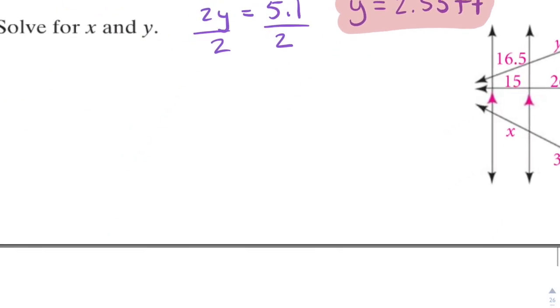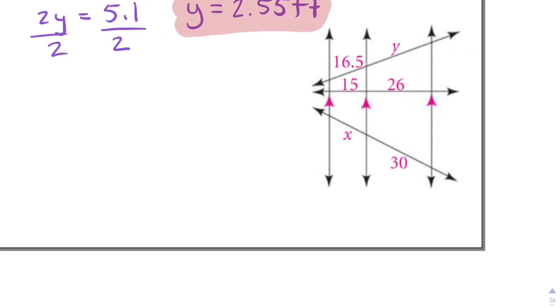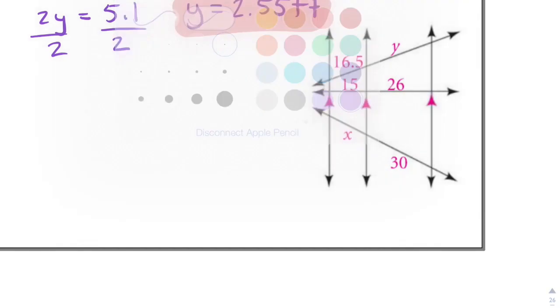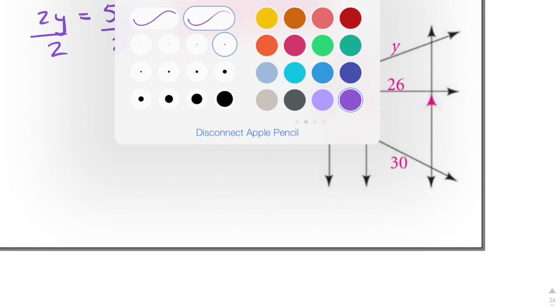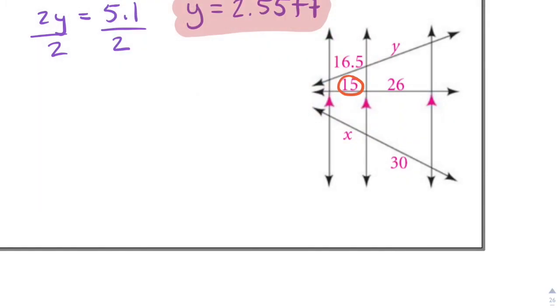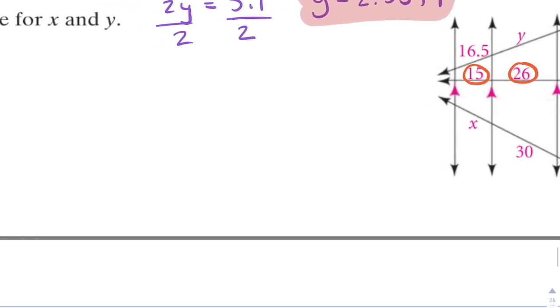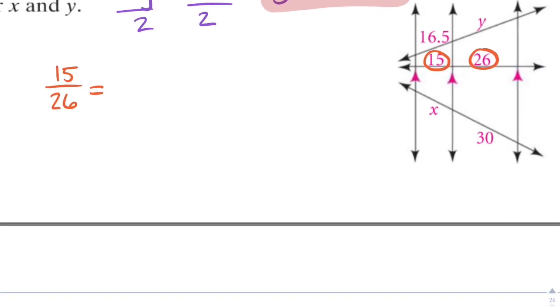All right, the next one, we have solve for x and y again. In this case, what you want to do is use 15 and 26 for both solutions. The reason being is that it's already given to us. Even if we were to make one mistake, we hopefully won't make it again. We're going to set 15 over 26 equals x over 30.